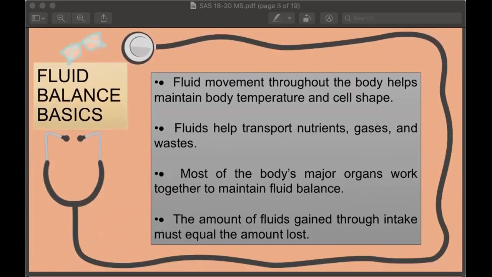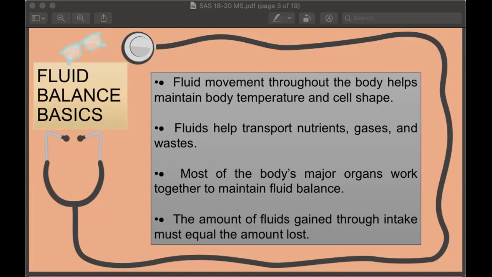Let's continue here. What I want you to do is remember these fluid basics. Fluid movement throughout the body helps maintain body temperature and cell shape. Whenever we are exposed to extreme heat or maybe extreme cold, our body will respond and have some mechanisms, and the fluid inside us actually helps to regulate our core temperature. Okay? Now, fluids help transport nutrients, gases, and waste products.